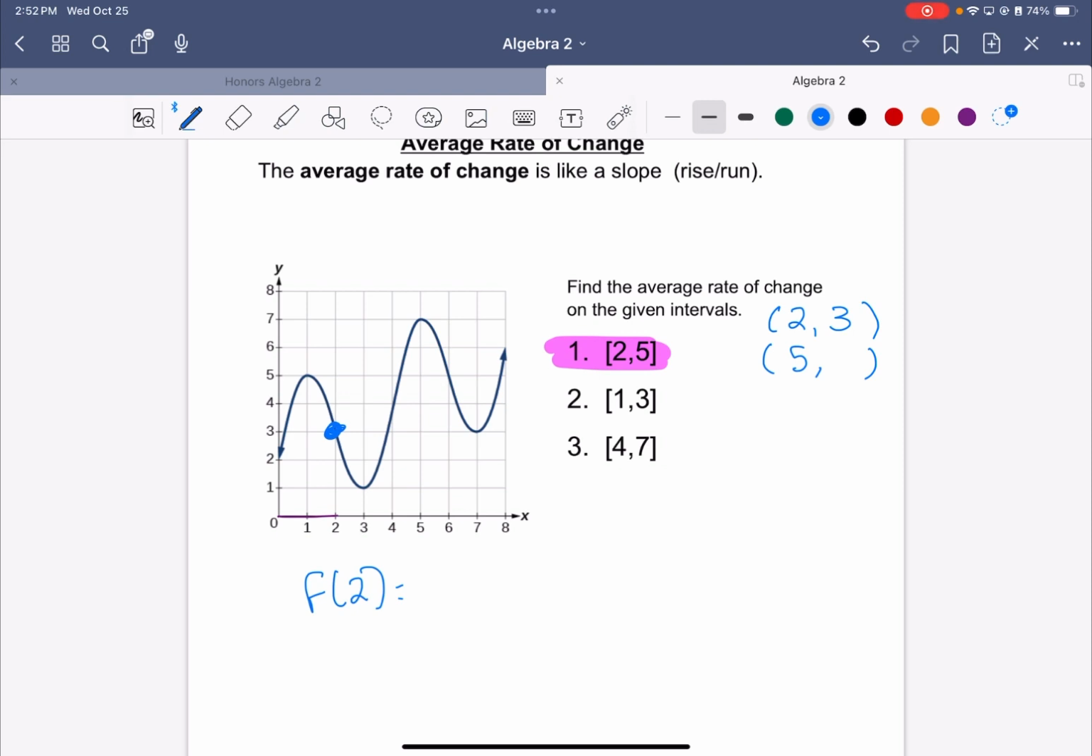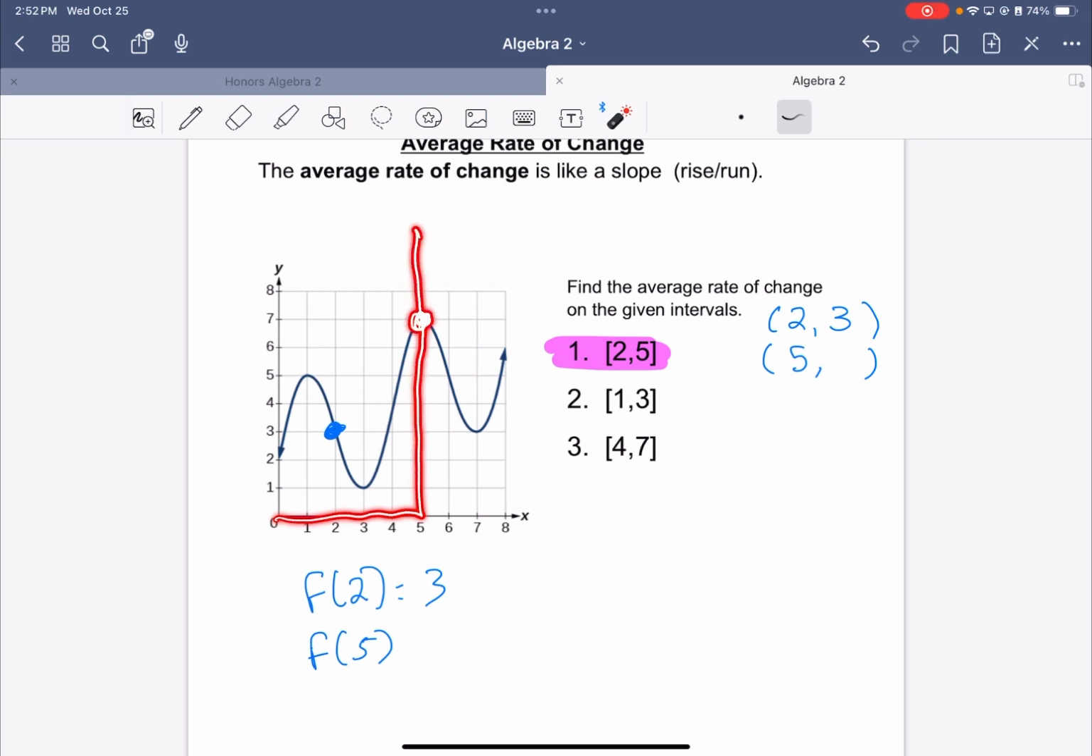The other one we have to find then is f of 5. So that was equal to 3. We have to find f of 5. So when my x value is 5, what is my y value going to be? Well, it's that point right there. And that's the point (5, 7). So now I've got these 2 points sitting there.